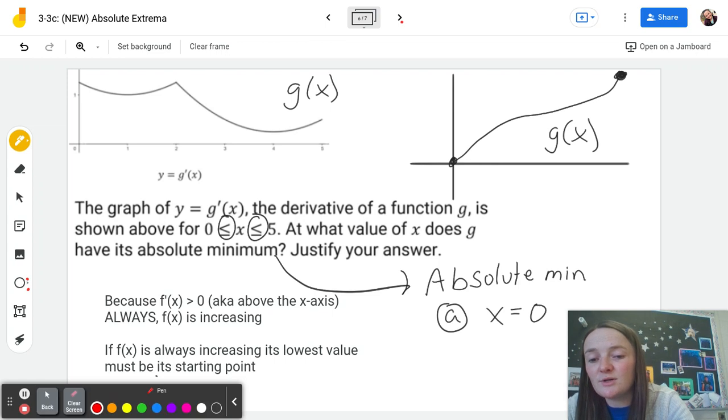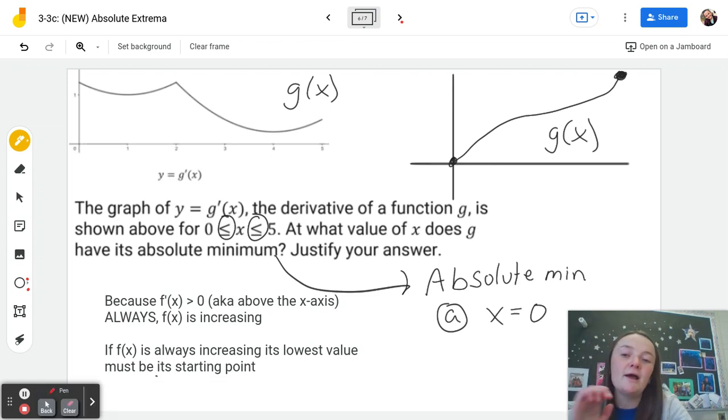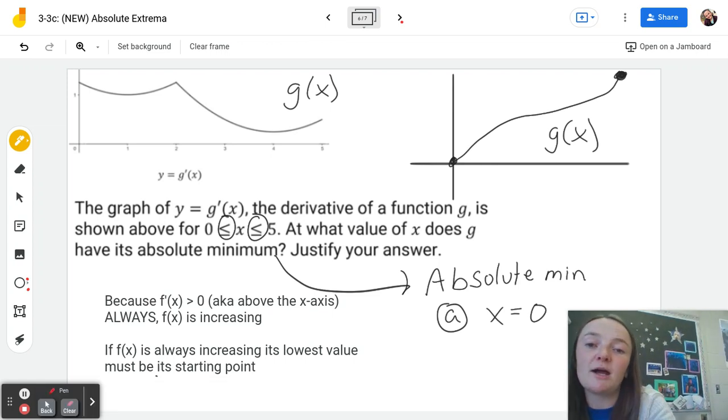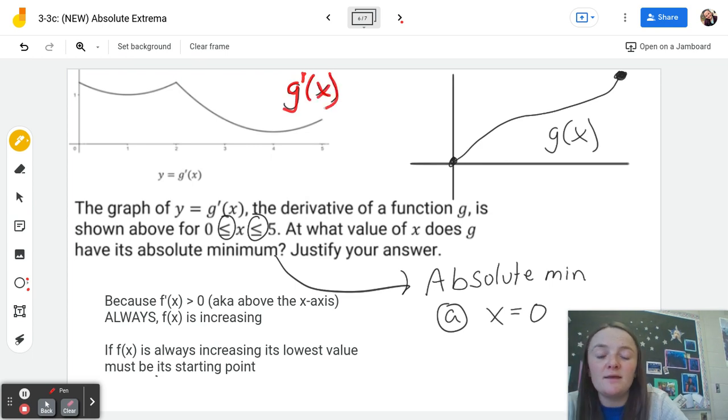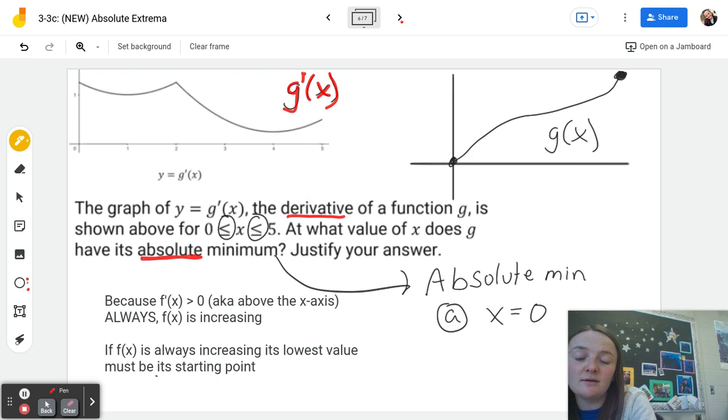All right, so for this last question here, it says the graph of y is equal to g prime. This is so important. This is the derivative graph. And it even says it twice here, derivative, is shown above between 0 and 5. At what value does g have an absolute min?